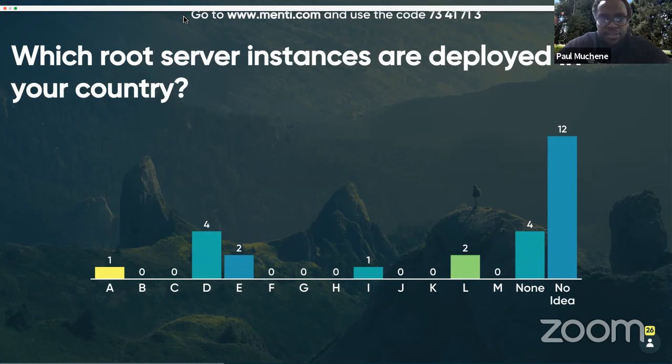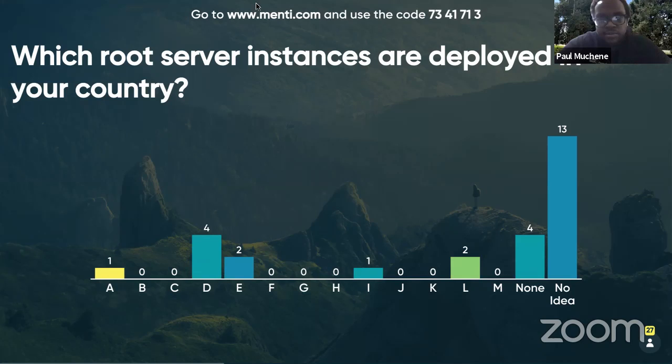So at least we have four who have mentioned, okay, one has mentioned the A root, A label. Four have mentioned D. Two have mentioned the E label so far. One has mentioned the I root. Two have mentioned the L root. Four have none, and 13 have no idea.